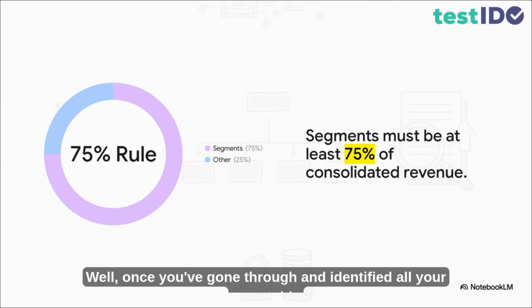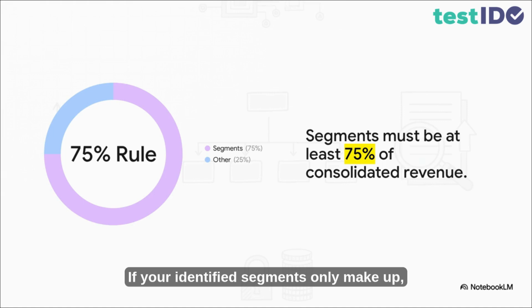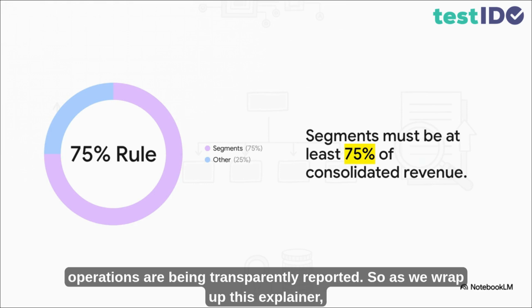Well, once you've gone through and identified all your reportable segments using that 10% rule we talked about earlier, you have to do one final massive check. The total external revenue reported by your operating segments has to make up at least 75% of the total consolidated revenue of the entire company. If your identified segments only make up, say, 60% of total revenue, well, you're not done. You have to go back and add more segments until you cross that 75% threshold. This whole rule just ensures that the vast majority of the company's operations are being transparently reported.